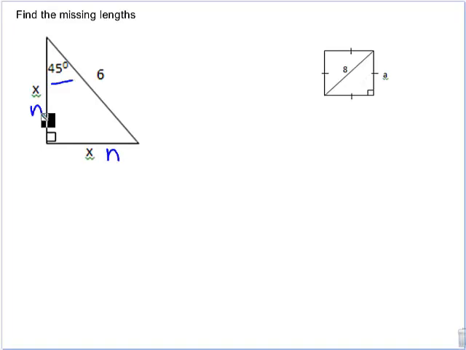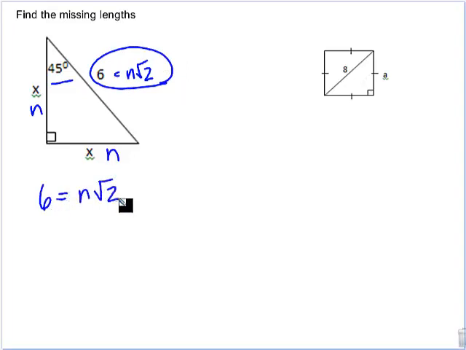And what is the 6? 6 equals n square root of 2. Okay, so 6 equals n square root of 2. So this is the one I have to solve for my n. Okay? Now, what would we have to do to get n alone here? Divide by the square root of 2. Yeah, we would divide by the square root of 2. So now we have 6 divided by the square root of 2 is our n.